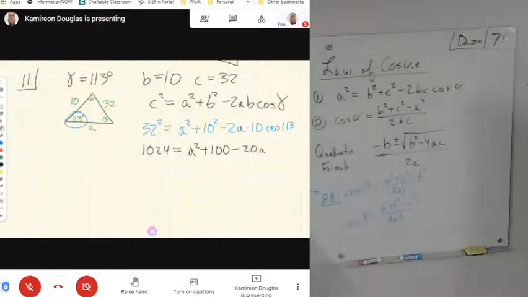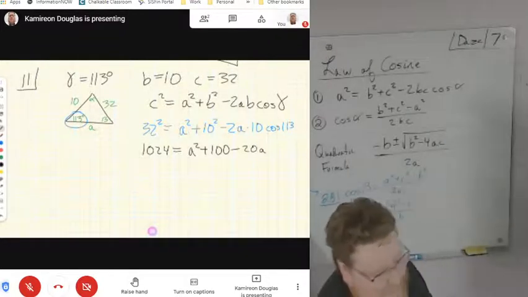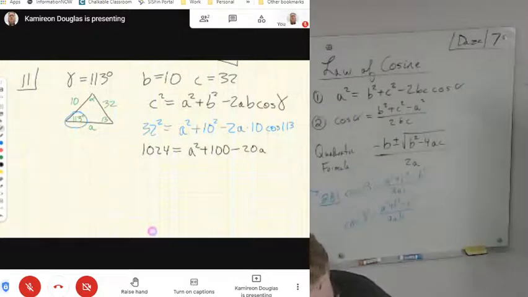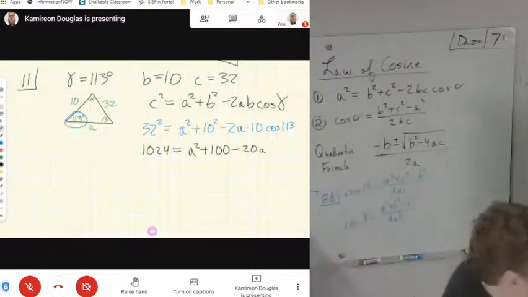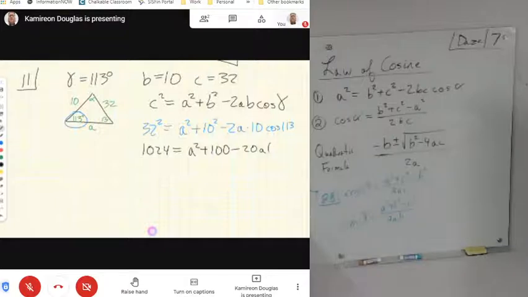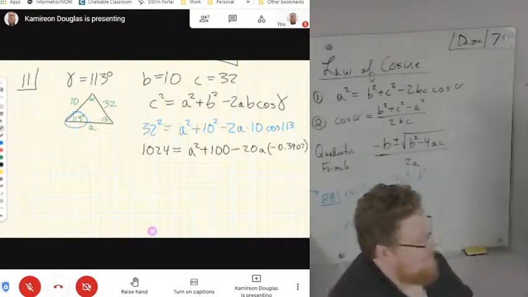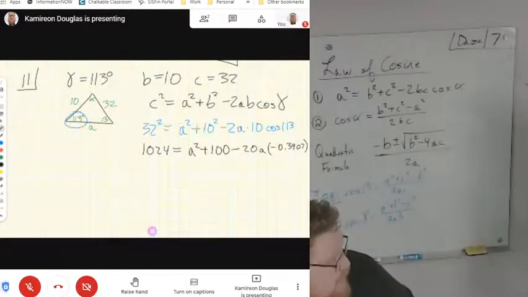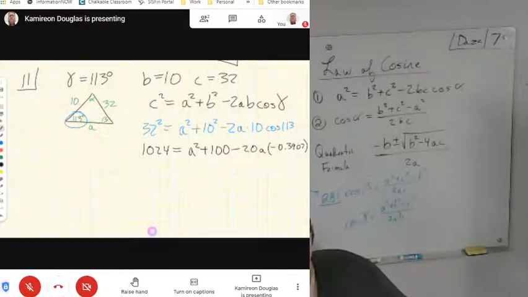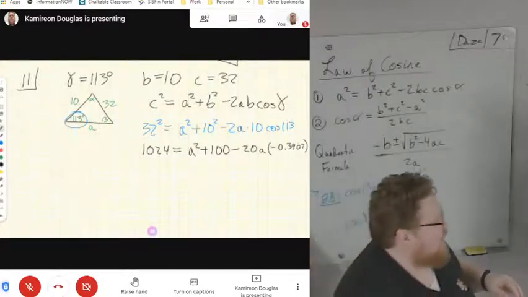Cosine of 113 is not on my unit circle, so if I have a calculator out, and type in cosine of 113, this gives me the following answer. I get for cosine of 113 negative 0.3907. Notice I'm getting a couple extra digits. That way I have a good, accurate, reliable answer. I don't want to round until the end. Did you multiply the 2 and 10? Yes, that's why I got 20. And I'll simplify one more time.